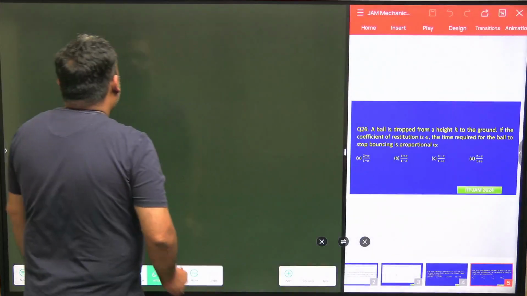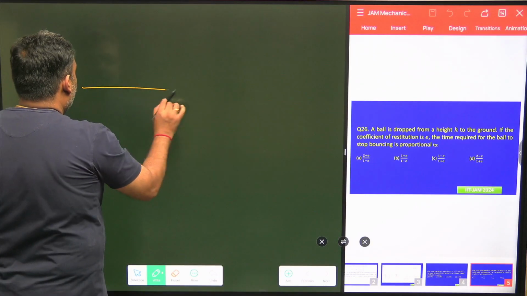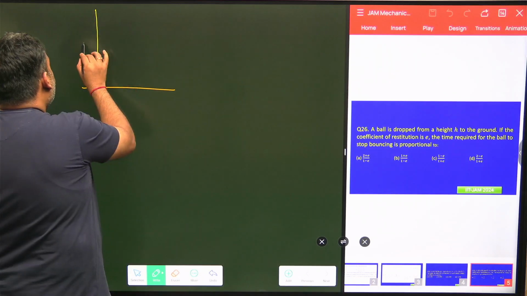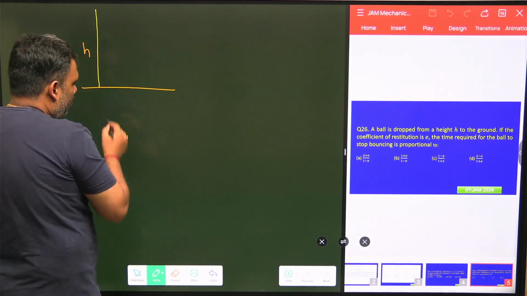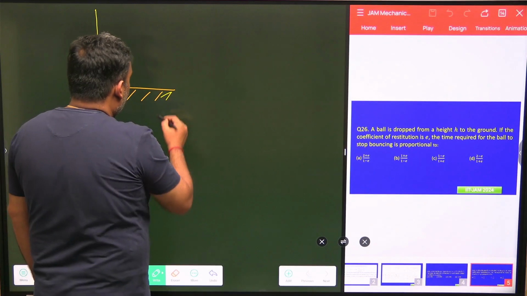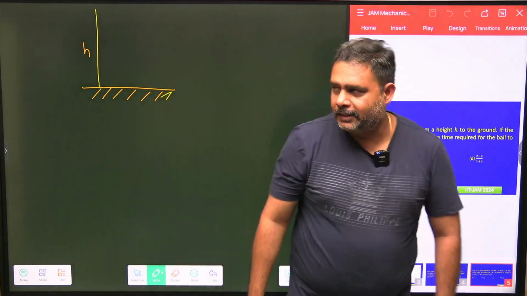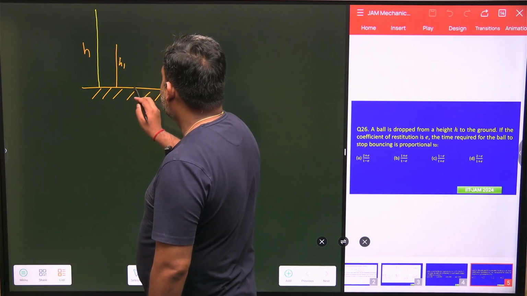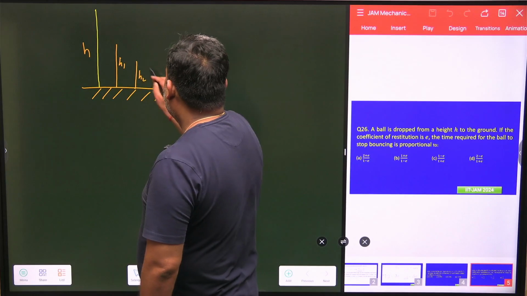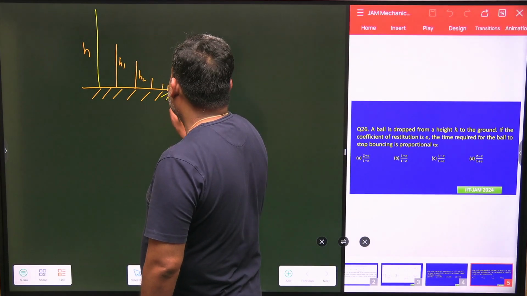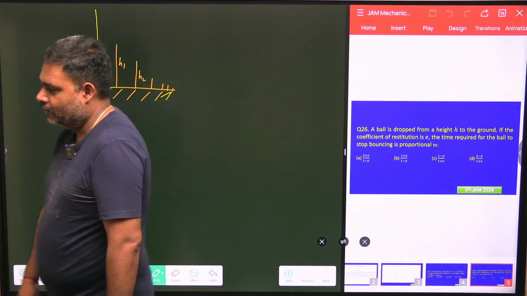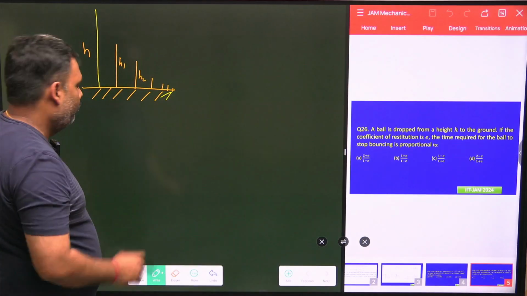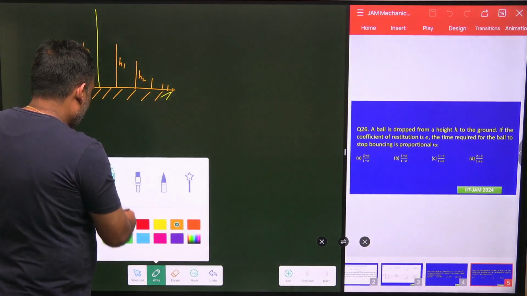So what is this particular problem? Suppose this is my surface of the earth. Initially the ball will fall from this height h, and then, since the surface has some coefficient of restitution, the collision is not actually elastic. So next time it will go to some height h1, next time to some height h2, and finally its height will decay and it will stop. We have to find the time in terms of h and the coefficient of restitution E.